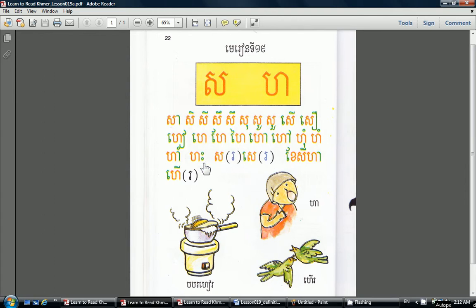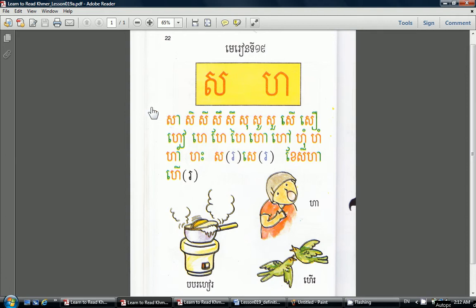Lesson 19 in Khmer we say មេរៀនទី19. So on page 22 to page 23. In this lesson we are learning the next sets of consonants. They are sa and ha. And we are learning to combine these consonants with the vowels that we have learned so far.